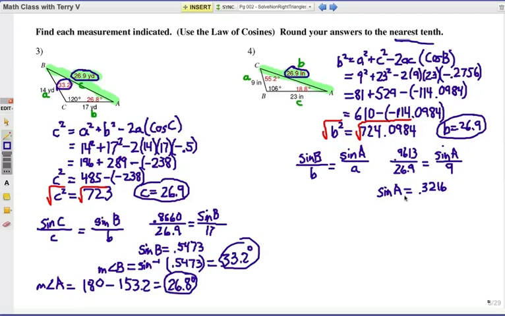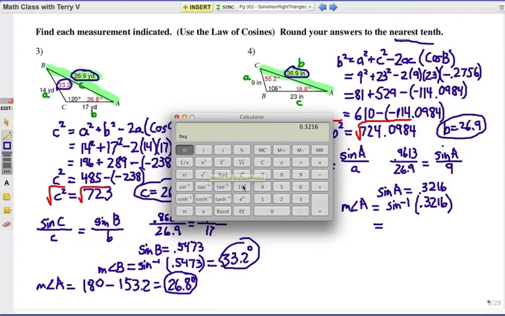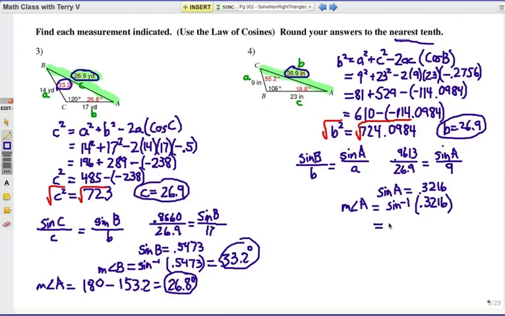Now we're going to find the inverse sine of that. On your calculator, you're going to punch in 0.3216, and you're going to do a sine minus 1 function, which is either a shift or an inverse, and it looks like 18.8 when we round it. Let's write that in. All right, it happens to match the answer I already had showing, which is always a good thing. So there we go. Angle A is 18.8.